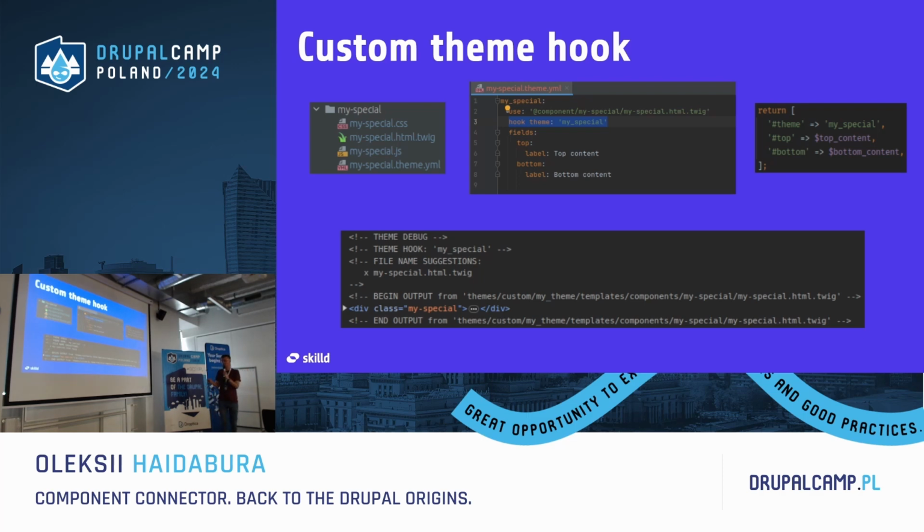For example, you create my hook theme YAML and just define a name of your hook theme. And that's it. Here you can provide fields. And then in code you may use something like this. See?